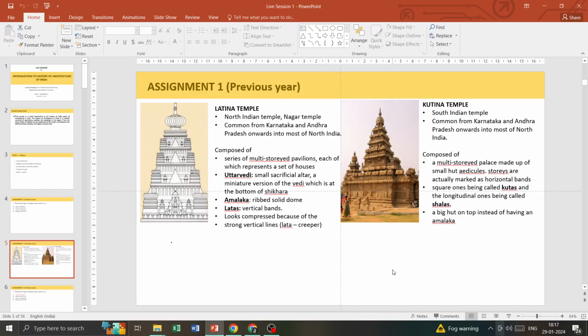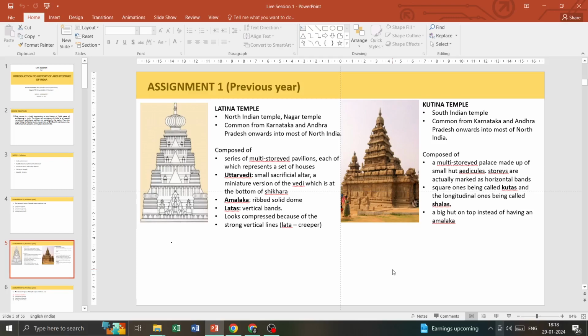So why is it called Latina? It is because these kinds of temples have vertical bands, which we call Lata, and Lata means creeper. These vertical bands look like creepers, the Lata. That's why this type of temple is called Latina temple.